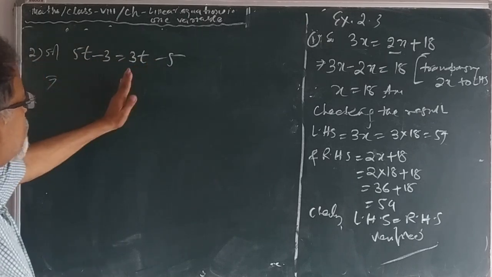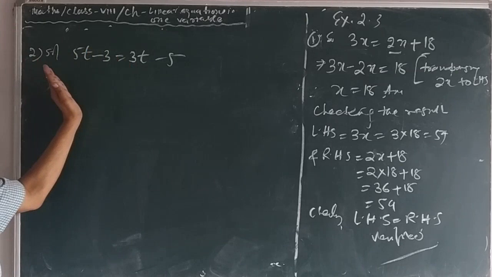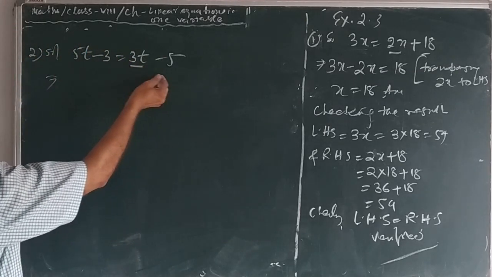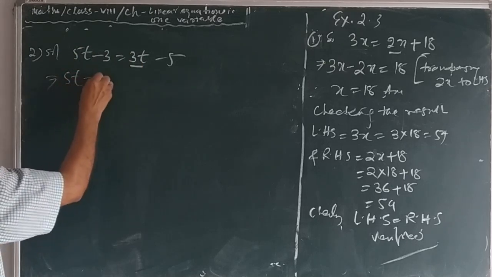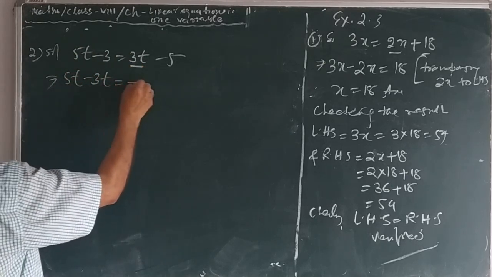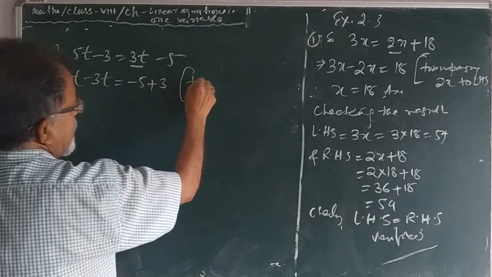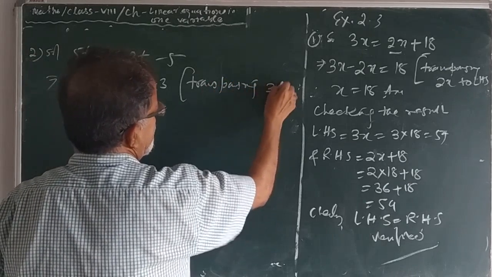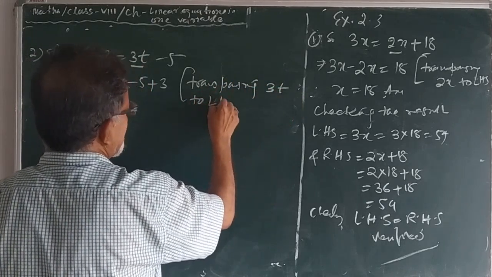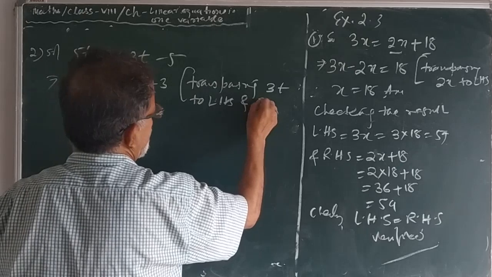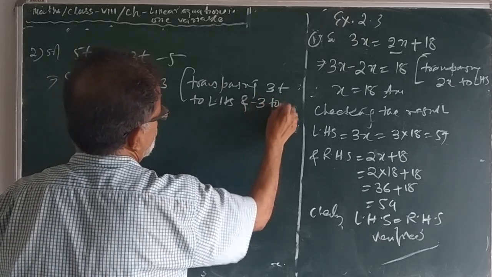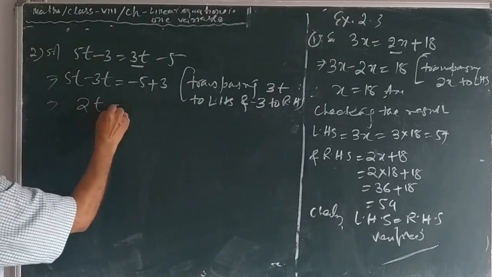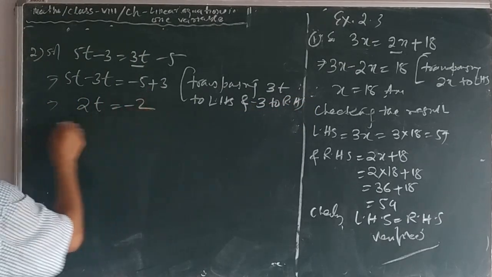So all variables should be transposed to the left hand side and all constants should be on the right hand side. Let us transpose 3t to the left hand side: 5t minus 3t, we will change the sign, and minus 5 plus 3. Transposing 3t to LHS and 3 to RHS. 5t minus 3t equal to 2t, and minus 5 plus 3 is equal to minus 2.